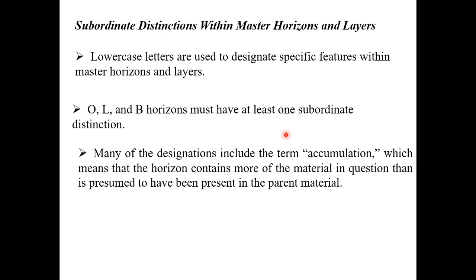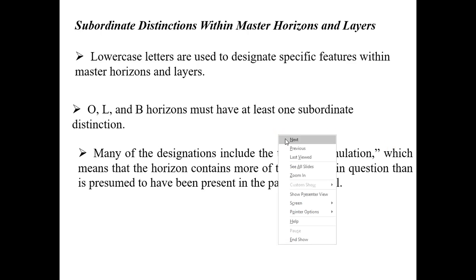So mostly students, this small letter designation is called subordinate designations. We call it subordinate designations within the master horizons or layers. So generally, how will we give the names for that particular subordinate designation? By only the accumulation material. Depending upon the accumulation material, we will give the particular name or designation. Now we will see one by one what those things are.